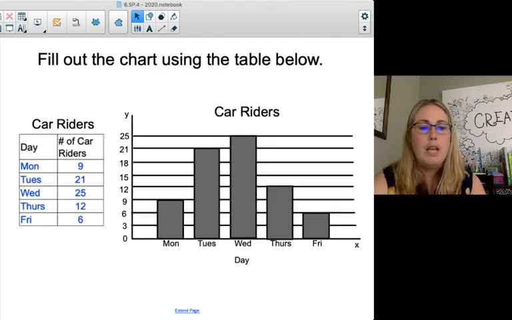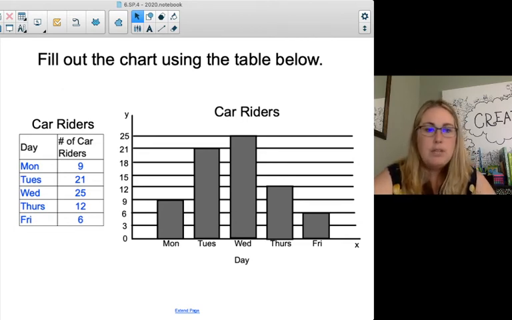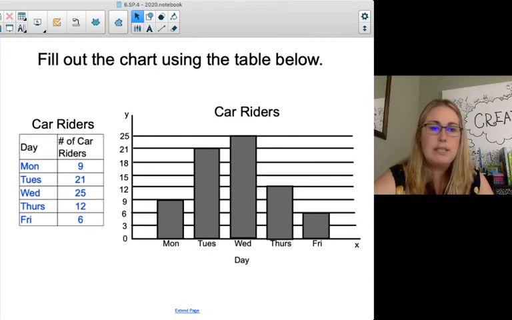Cool. Last one here. Fill out the chart using the table below. Again, I've already got mine filled out, but let's go ahead and fill it out together and talk through it just so we can make sure that you are clear on this. So days and number of car riders. The days are listed here on the graph across the x-axis, Monday, Tuesday, Wednesday, Thursday, Friday, and we have those listed in this first column on the table.